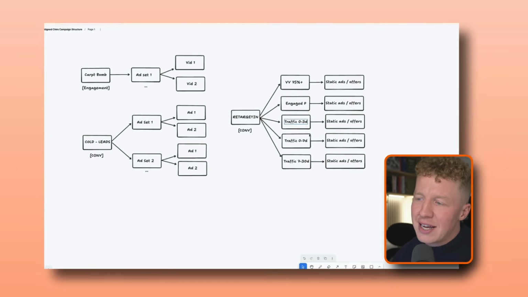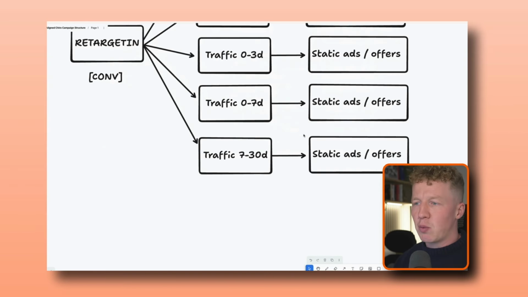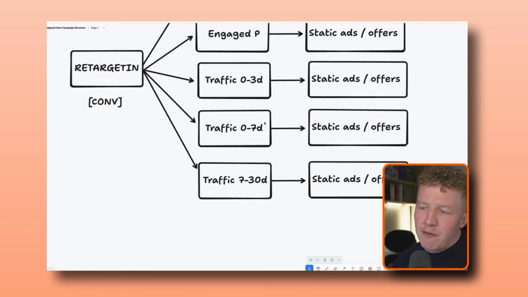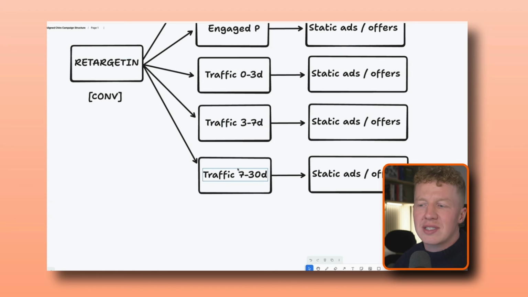They're a super warm audience. Next one is what we call day parting. So this is basically where we say, okay, these people have been to our funnel in the last 3 days. We then have people that have been to our funnel, between 3 and 7 days. And then we have people that have been to our funnel between 7 and 30 days, right?